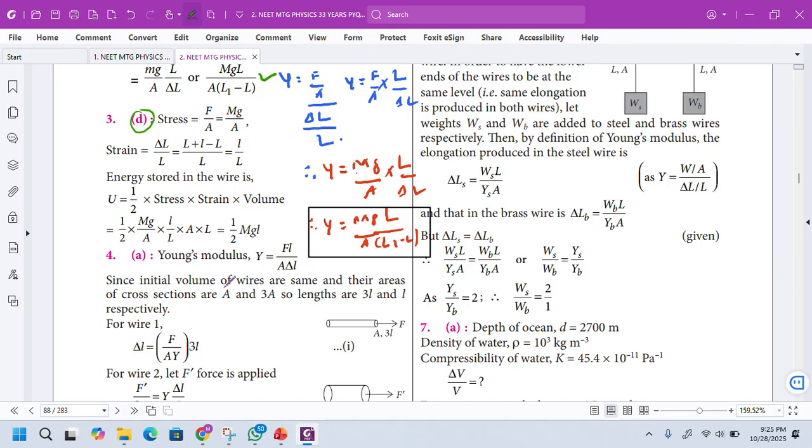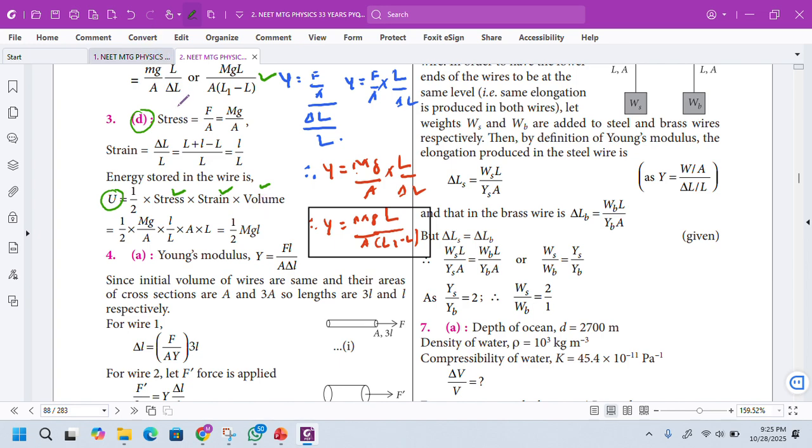Now we need to calculate the energy stored in the wire. To calculate the energy stored in the wire, we know the equation: capital U is equal to 1 by 2 into stress into strain into volume. This is the equation we are going to use. To calculate this, I will calculate what is stress, what is strain and what is volume for that particular wire.